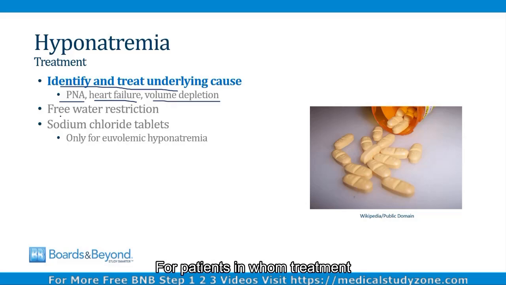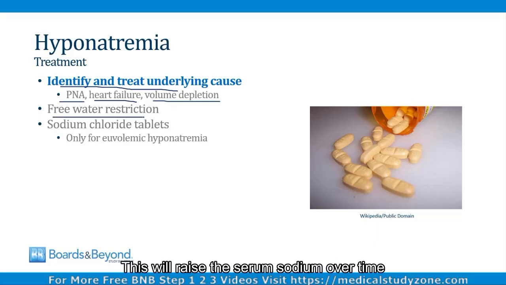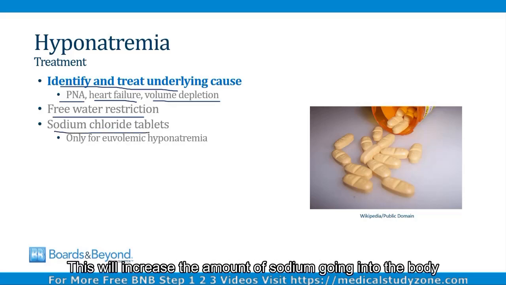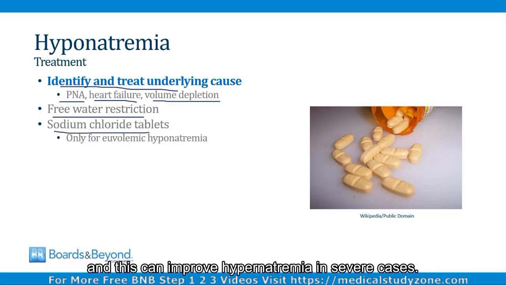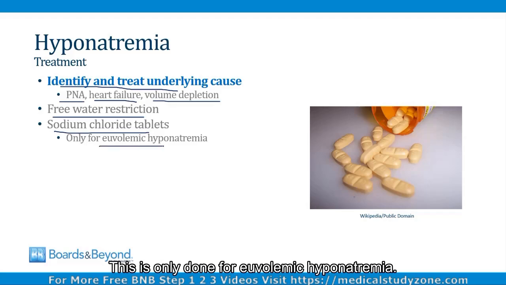For patients in whom treatment of the underlying cause isn't enough, you can use free water restriction. This will raise the serum sodium over time if the patient just doesn't take in free water. And then rarely you can advise patients to take sodium chloride tablets. This will increase the amount of sodium going into the body, and this can improve hyponatremia in severe cases. This is only done for euvolemic hyponatremia.